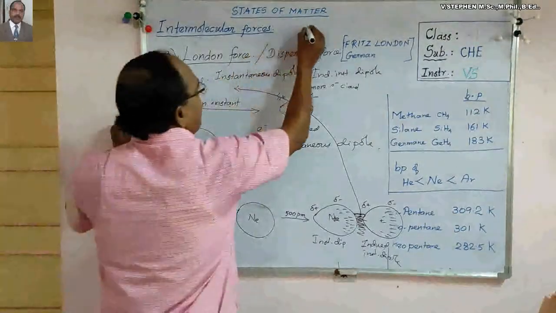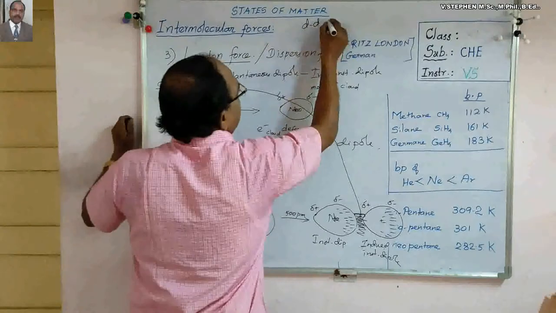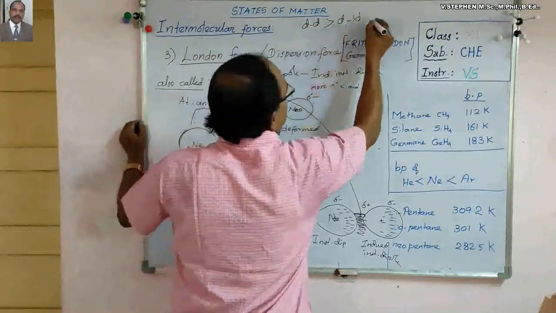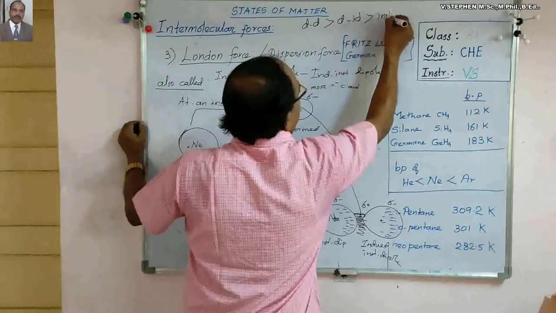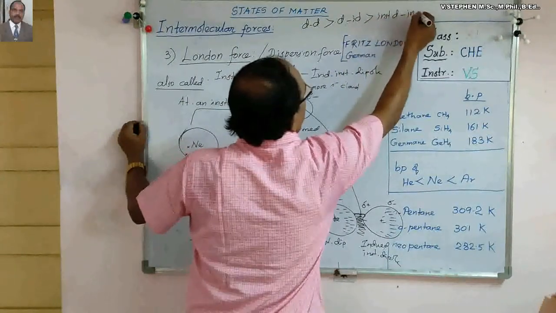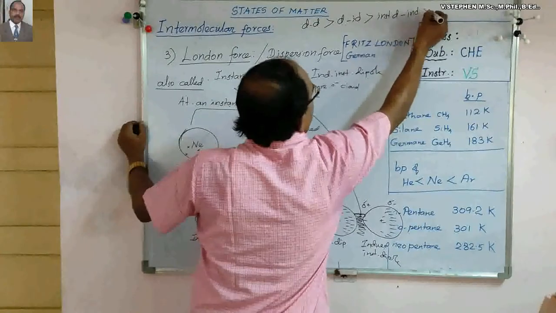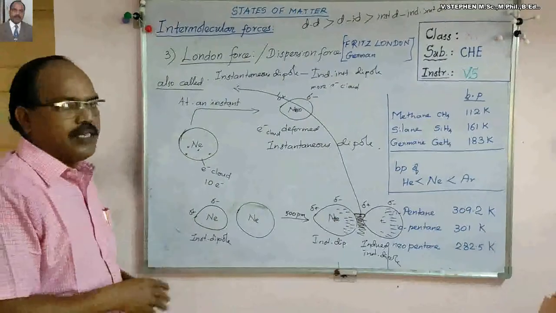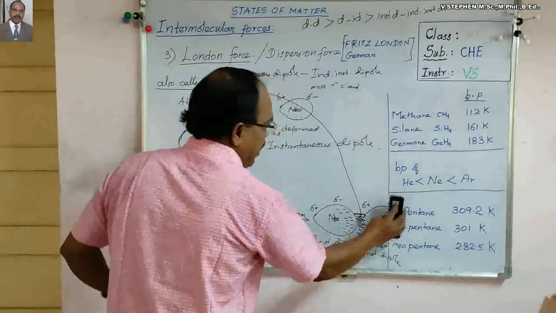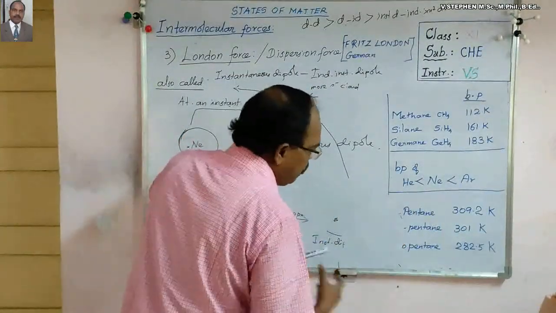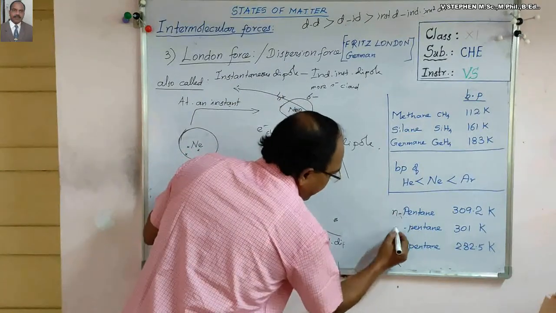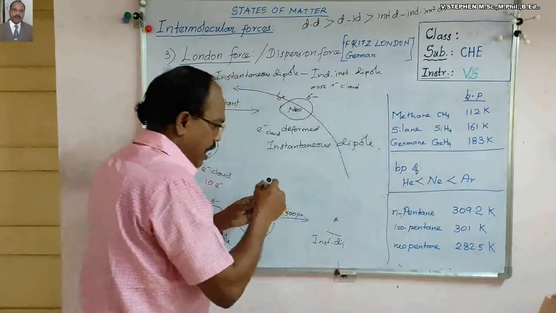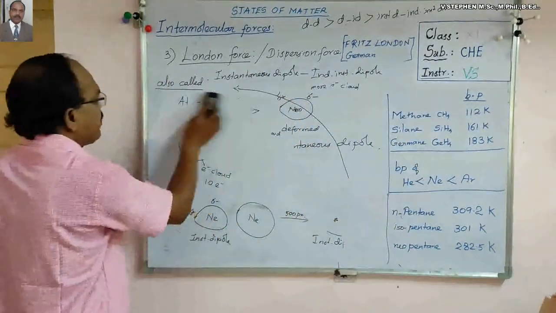Okay, so the order is: dipole-dipole is stronger, dipole-induced dipole is a little weaker, and instantaneous dipole-induced instantaneous dipole, that last one, is the weakest. Okay, right. So these are all things you must remember. But now see, I have given some examples for you to understand. This is n-pentane, isopentane, and neopentane. Look at this example. I will come to you. Look at this example and study that.